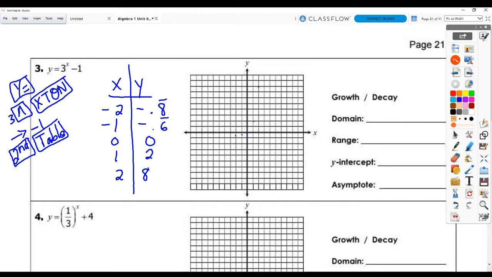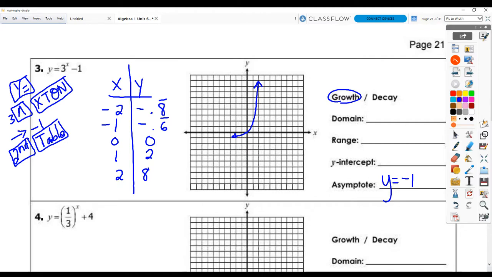So you'll see that because the base is 3, it is exponential growth. Let's put arrows on both ends. It's almost touching the line y equals -1, but not quite. So there's that asymptote there. You'll notice it gets closer and closer to y equals -1, but it never actually touches it. It's growing because the base being raised to the x power is 3, which is bigger than 1.